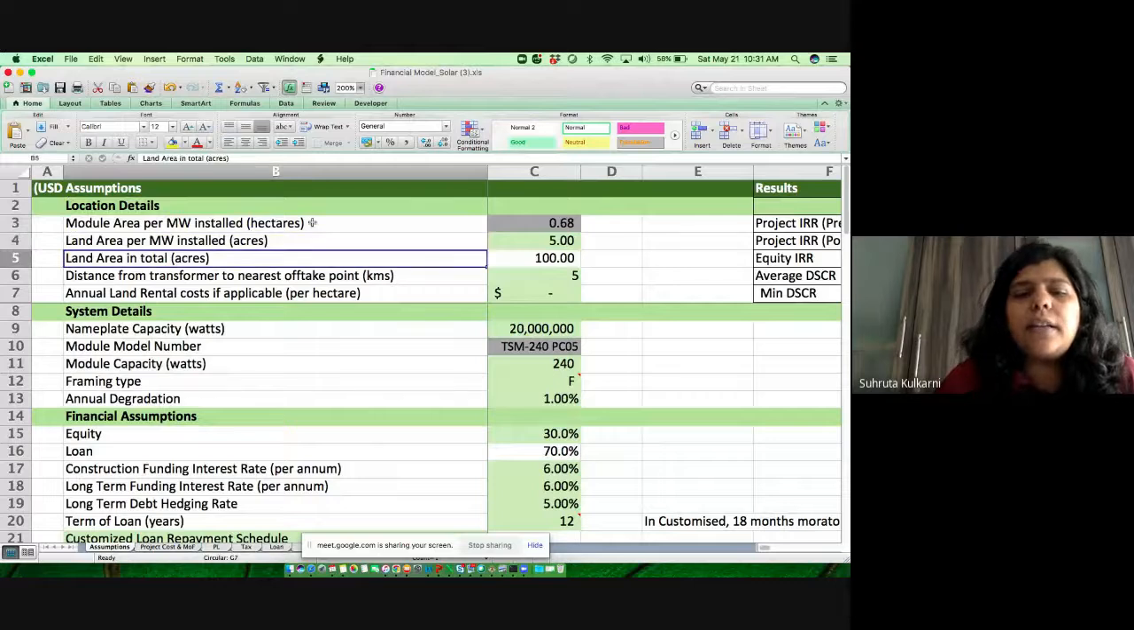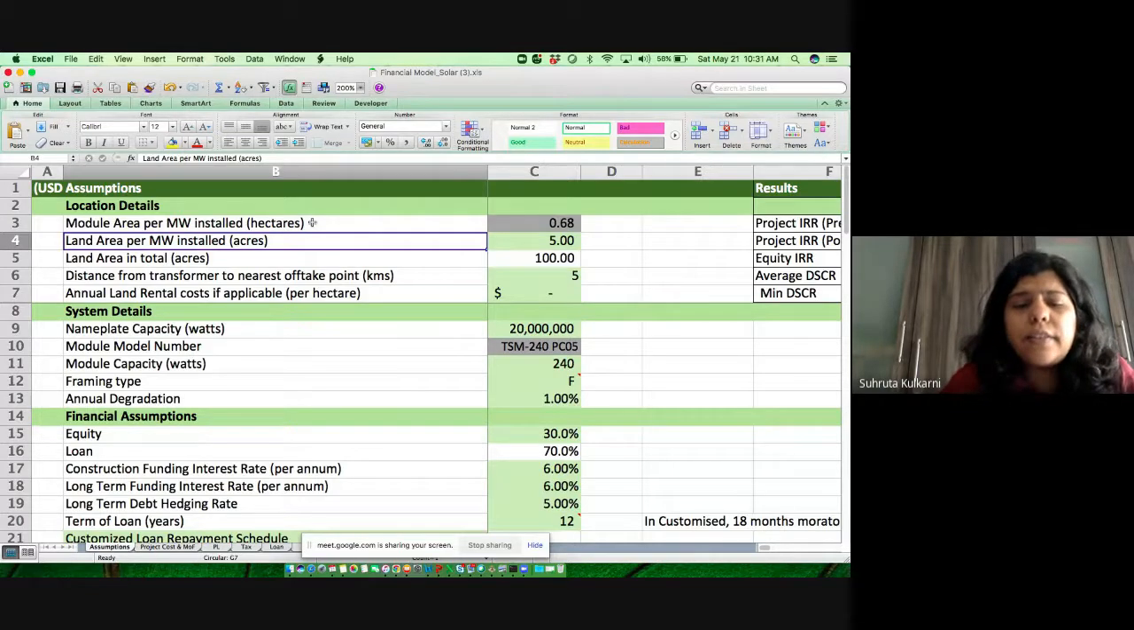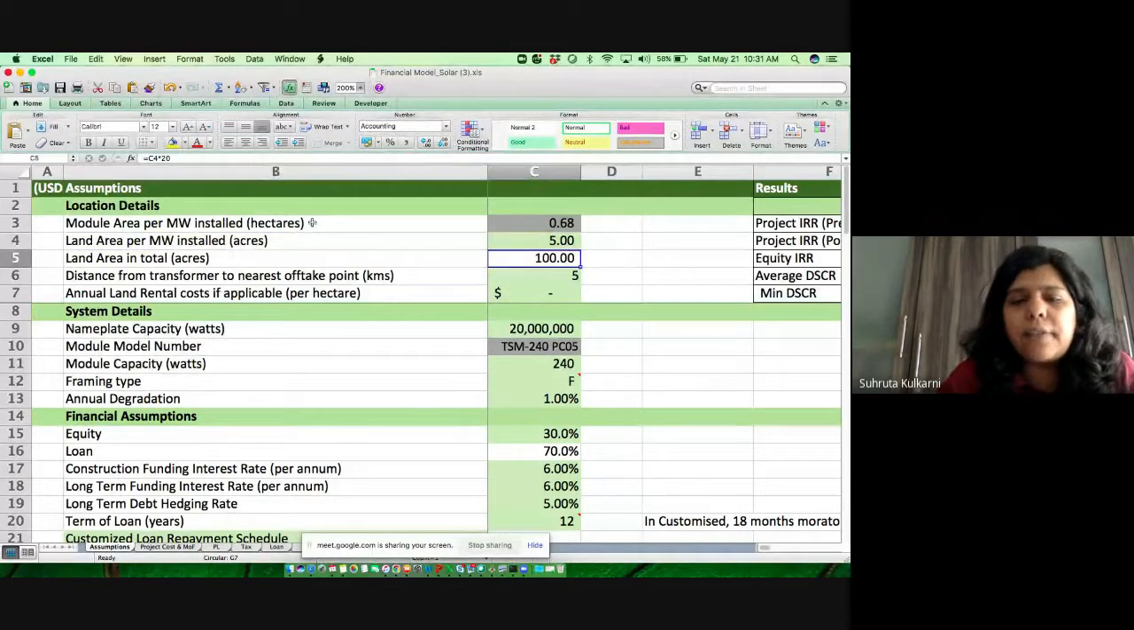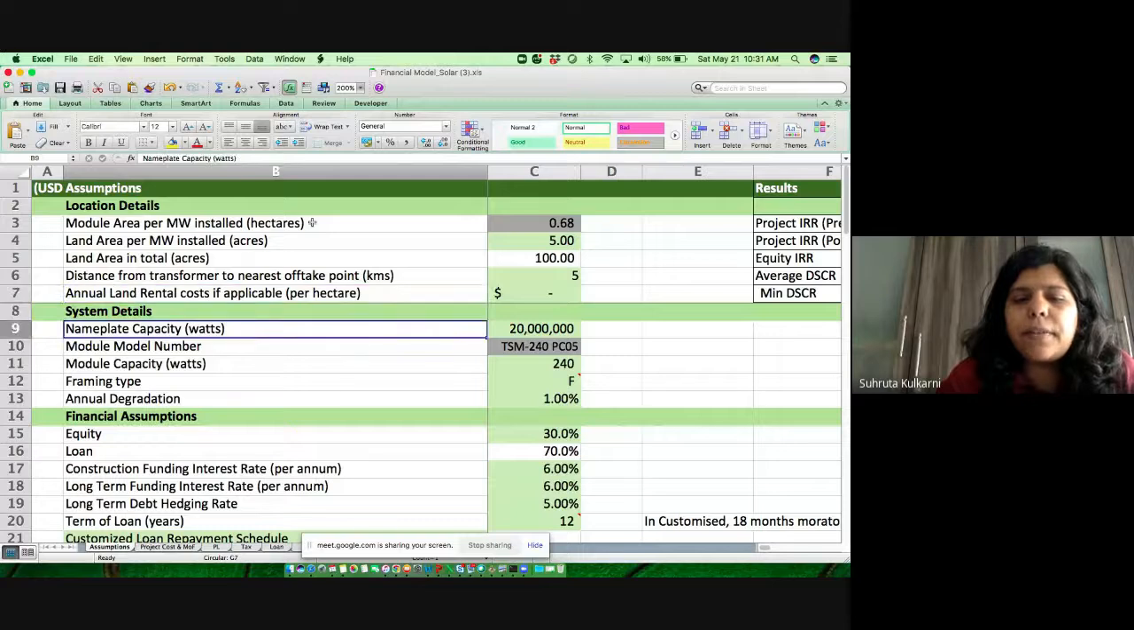Then, every assumption, every input that you have for the model, is also called an input sheet in some cases. You also need to make it modular. So what I've done here is, I could have simply put that I need 100 acres of land, but instead I've put in how much land I require per megawatt. Now this will help me if I change the capacity tomorrow. So this is 20 megawatt capacity.